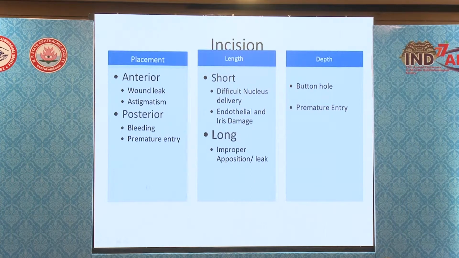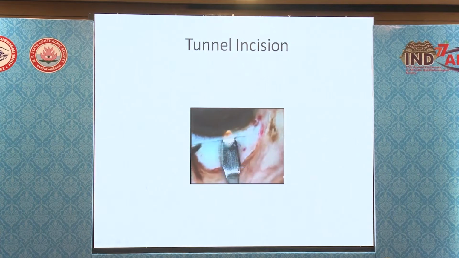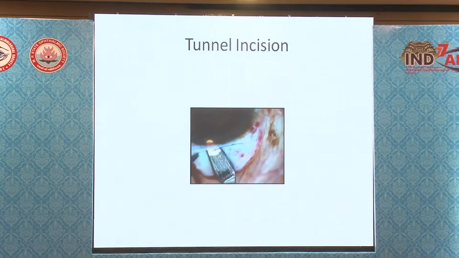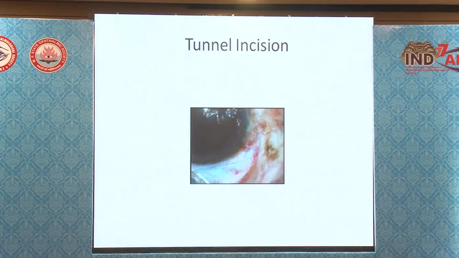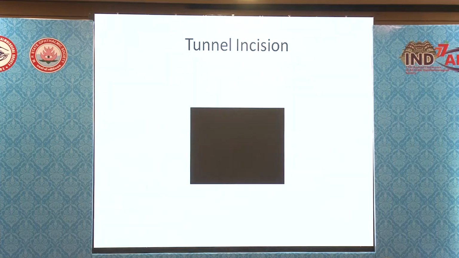Then the depth. If you have a superficial depth, then the chances of buttonholing are more. If you are deeper, then premature entry is a complication. Now you can see here, the depth has to be uniform throughout, and you should just see the blade. Now you saw there was a premature entry, then you need to go away from that area and make a new plane. And once you have made a new plane, go ahead with the rest of the surgery.